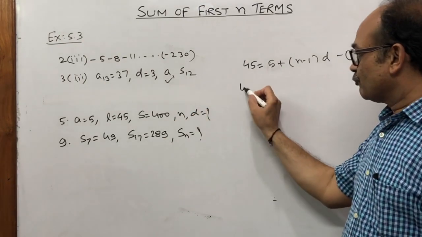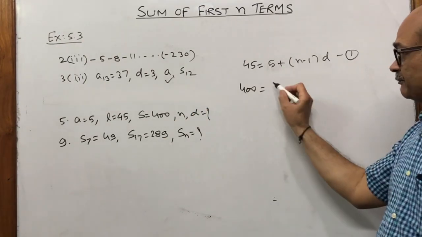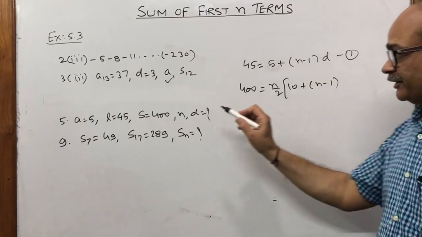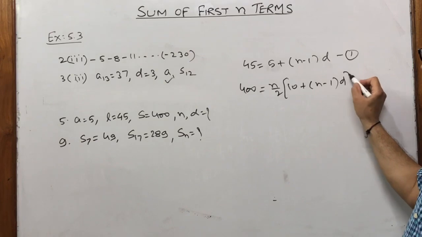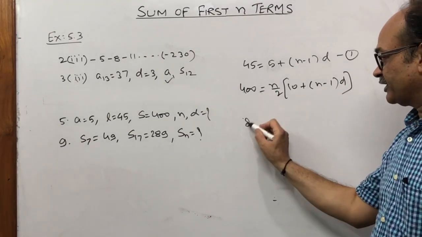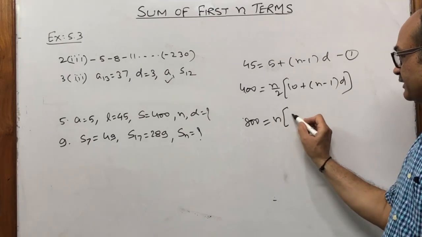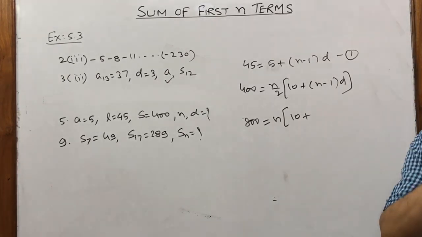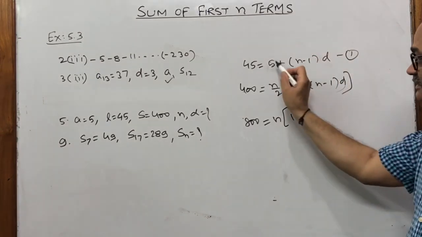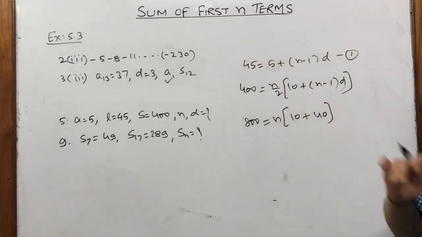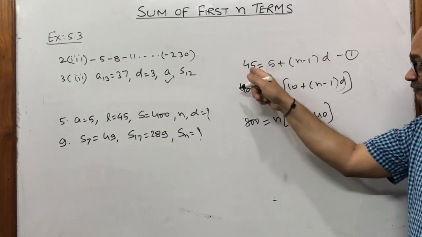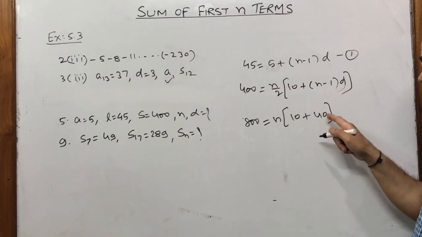Second equation: 400 equals the sum, n by 2 into 2a plus n minus 1 into d. d is not given. But the important point: 2 into 400 is 800. This is n into 10 plus n minus 1 into d. Now the important part starts here. See, n minus 1 into d is nothing but 40, from equation 1. What a simple question. So substitute 40 here.